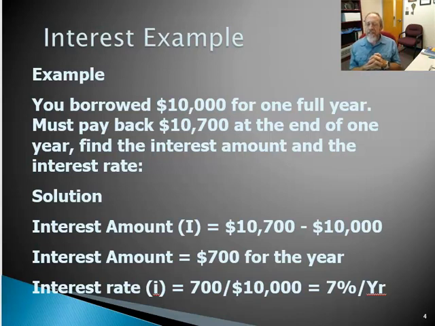The interest amount is the difference between the amount of money that you paid back and the amount of money that you originally borrowed, and there's your interest amount of $700. And the interest rate is just the 700 divided by 10,000. That's pretty straightforward. I think most anybody can do this calculation. It's one of those you should have done in grade school or high school. Know your money.